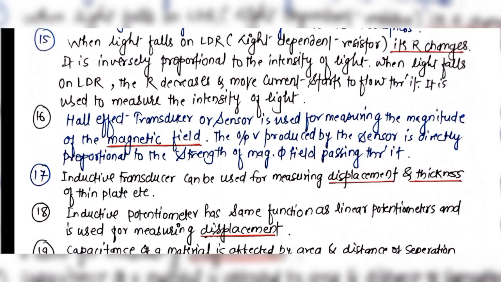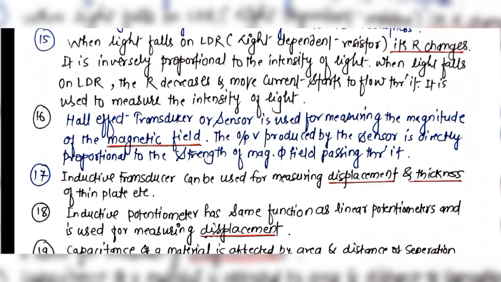When light falls on LDR, light dependent resistor, its resistance changes. It is inversely proportional to the intensity of light. When light falls on LDR, the resistance decreases and more current starts to flow through it. It is used to measure the intensity of light.